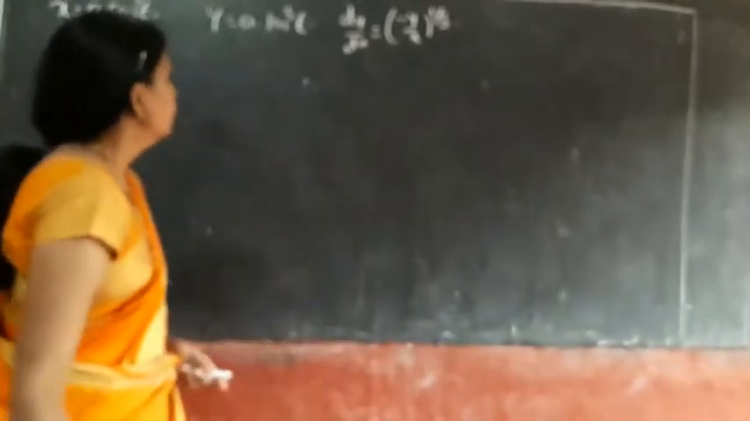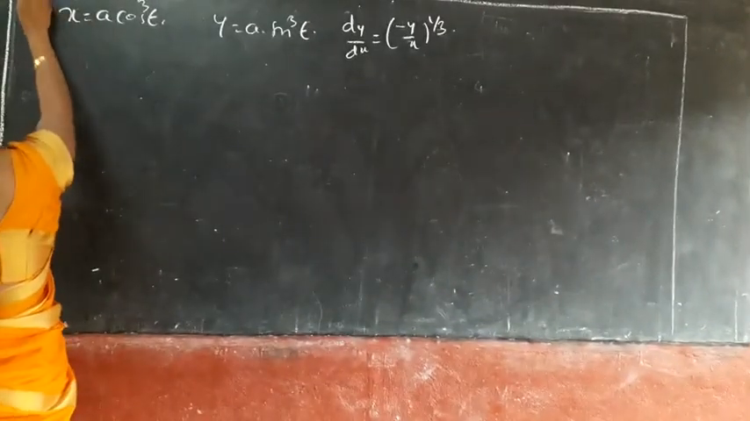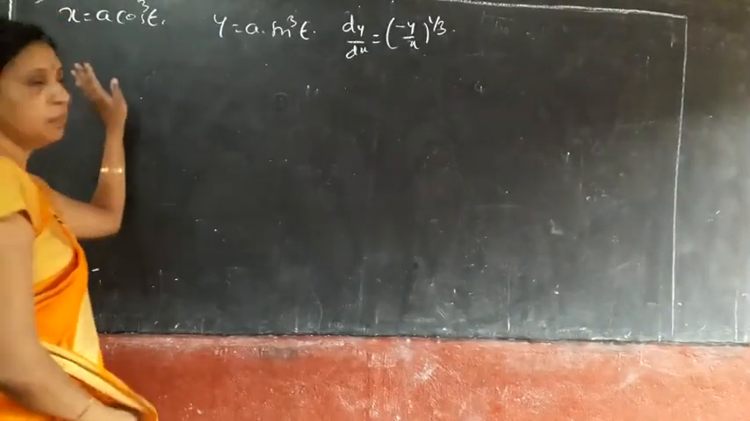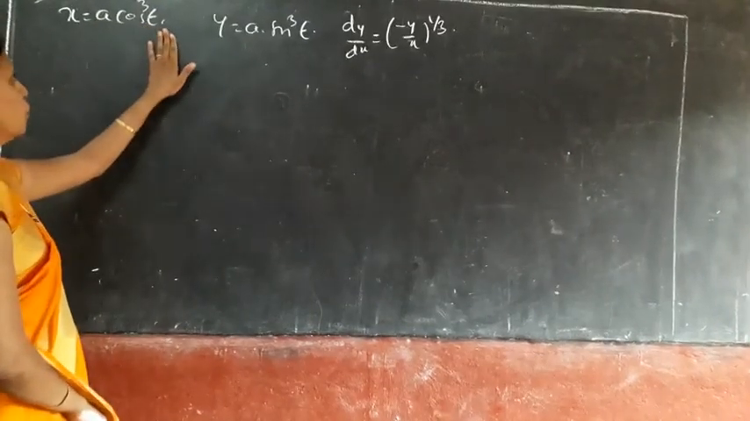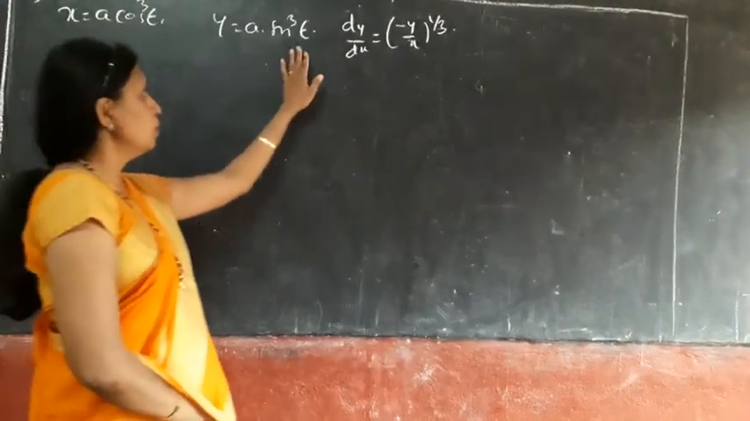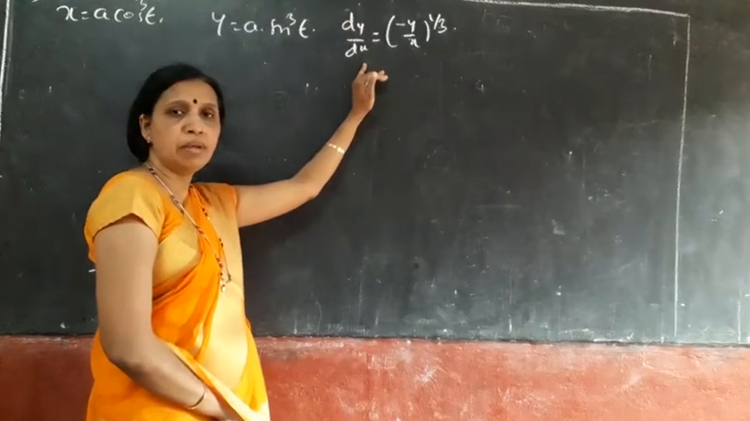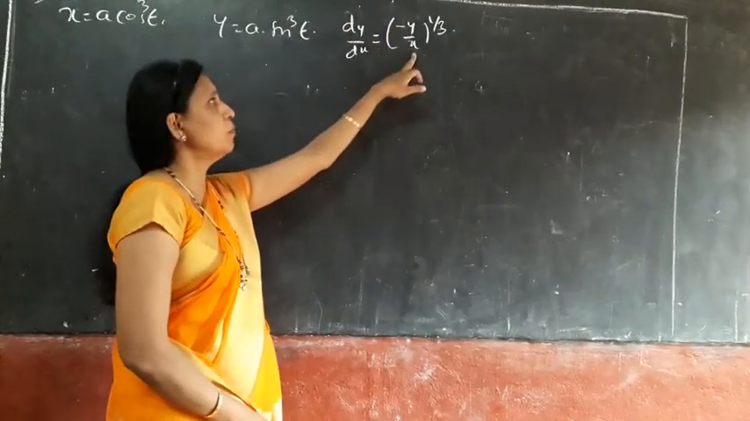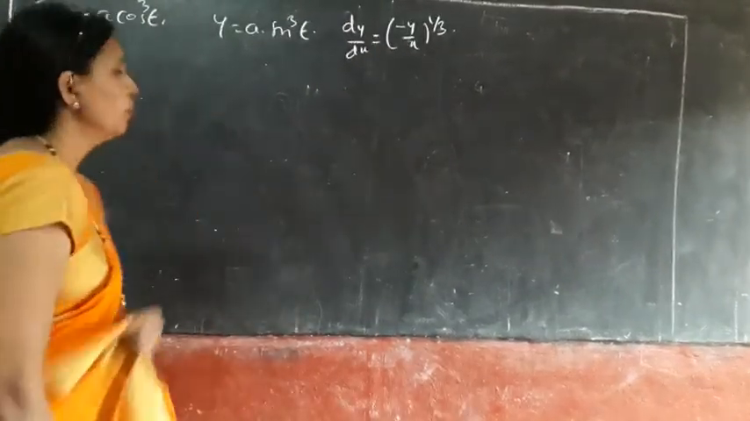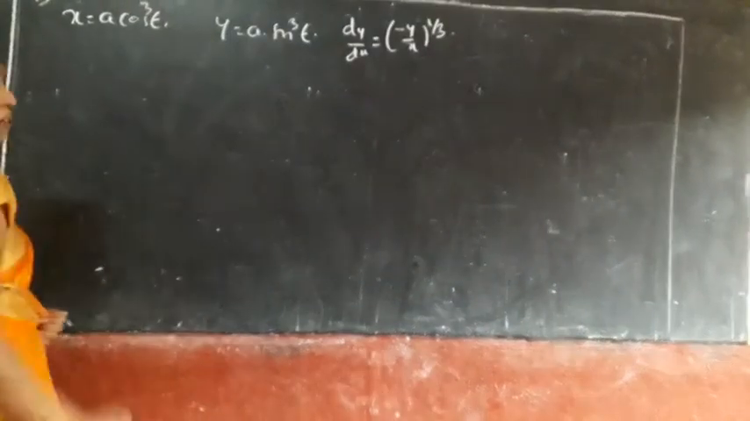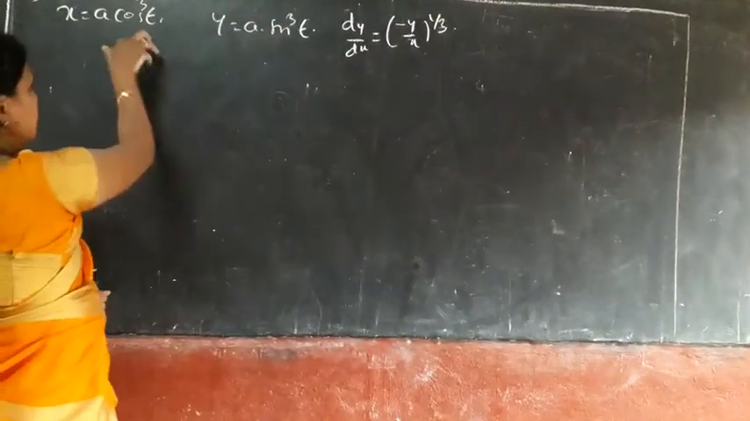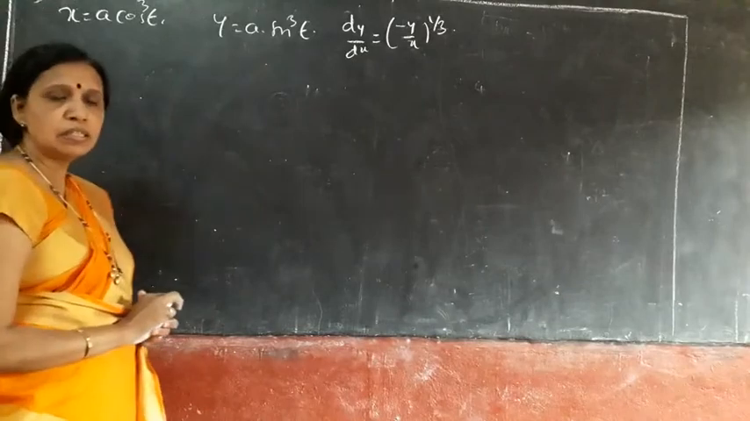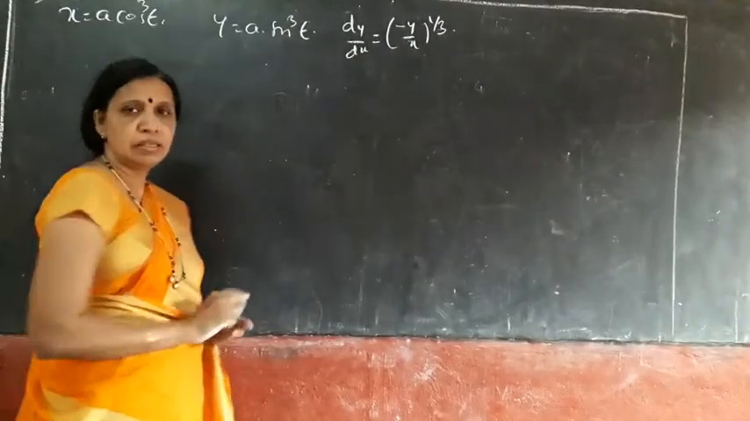First one is, in the book it is number 4: x equal to a cos cube t, y equal to a sin cube t. Then we have to show that dy upon dx equal to minus (y upon x) raised to 1 upon 3. These are parametric functions, so differentiate first with respect to t, then use theorem third.